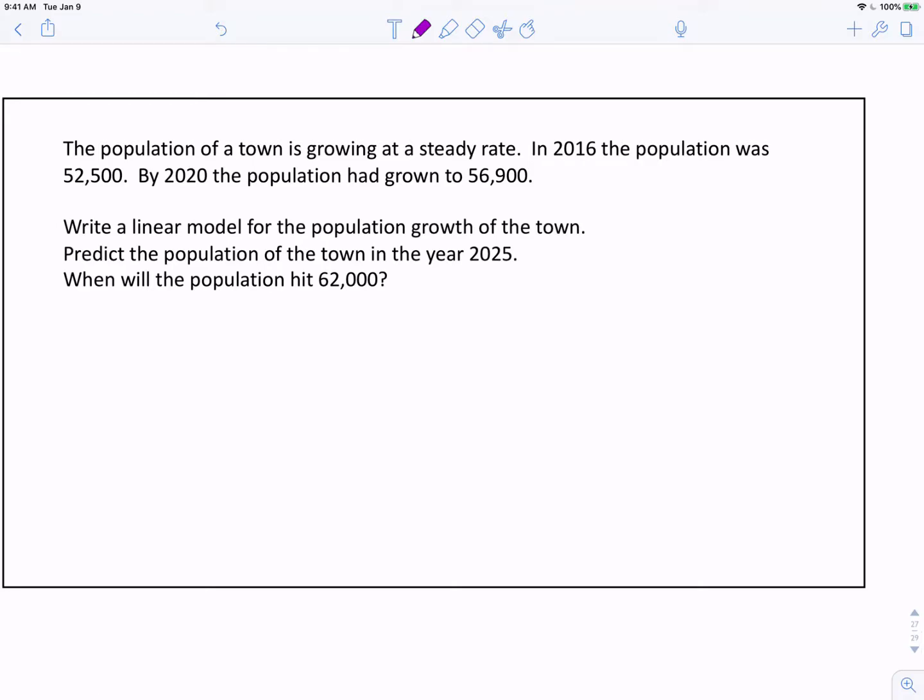Let's take a look at another one. The population of a town is growing at a steady rate. In 2016, the population was 52,500, and by 2020, the population had grown to 56,900. Write a linear model for the population growth of this town.